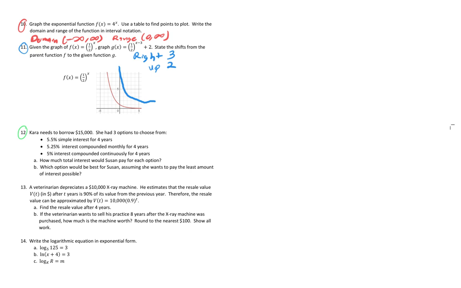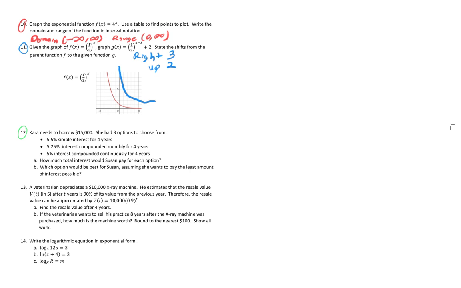Okay, now looking at question 12. Cara needs to borrow $15,000. She has 3 options to choose from: 5.5% simple interest for 4 years, 5.25% interest compounded monthly for 4 years, or 5% interest compounded continuously for 4 years. So how much interest would she pay for each option?